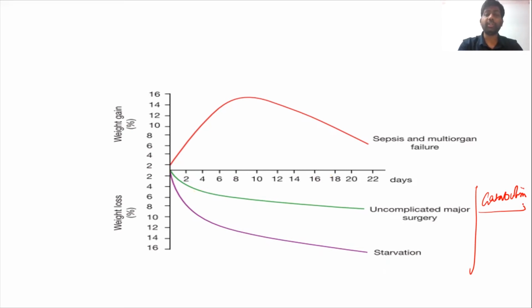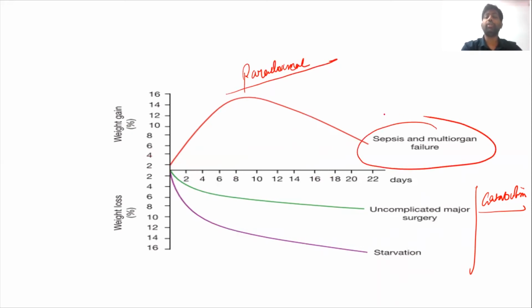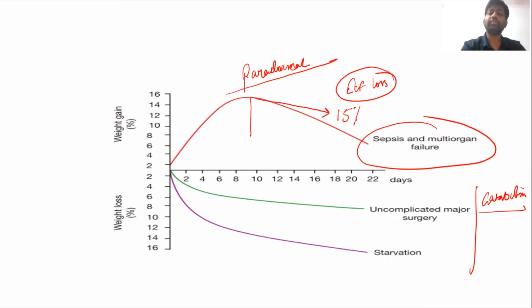That's a normal phenomenon which we know is going to happen because of the catabolism that occurs in the flow phase. But there is a paradoxical rise in the weight which occurs in patients of sepsis and multi-organ failure, and this is a very important MCQ. They will ask you, why does this paradoxical weight gain occur? This paradoxical weight gain occurs because of the extracellular fluid loss which occurs in these patients. And it's clearly mentioned in Bailey and Love that from the 10th day onward, this weight gain starts decreasing, and it decreases by 15%.